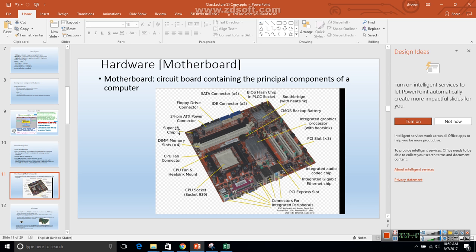So we learned 3 things. One is the CPU, which goes here, and then memory, it goes here, and then all other hardware gets connected. So on a computer or server, the motherboard is the circuit board where all the hardware gets installed.